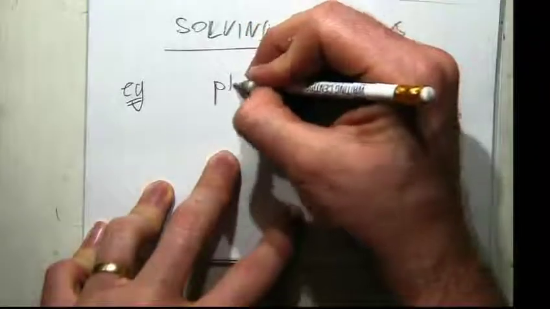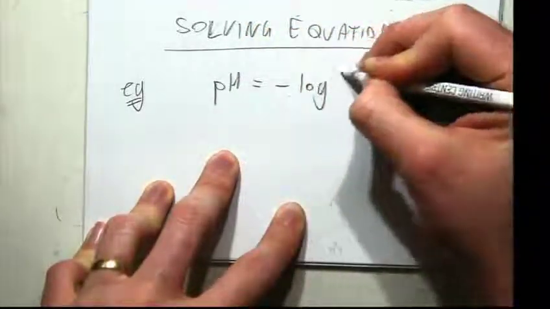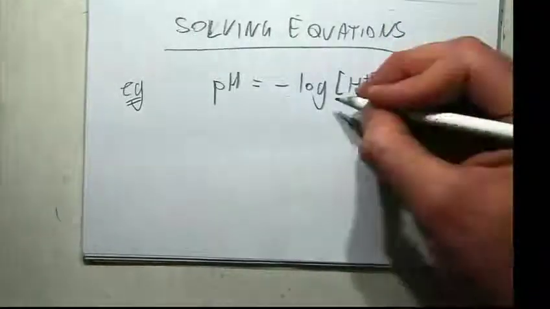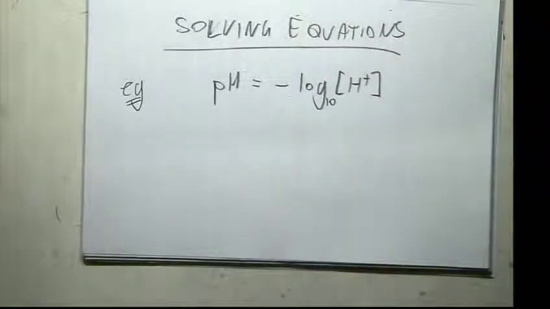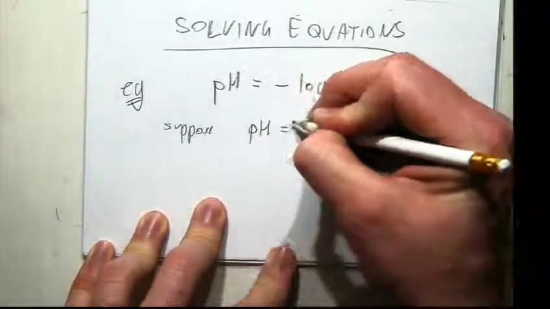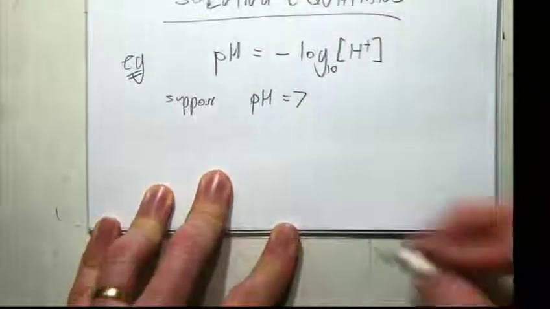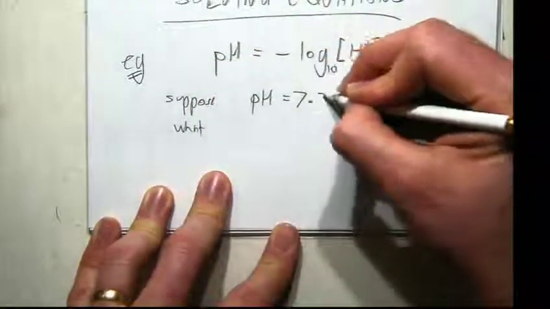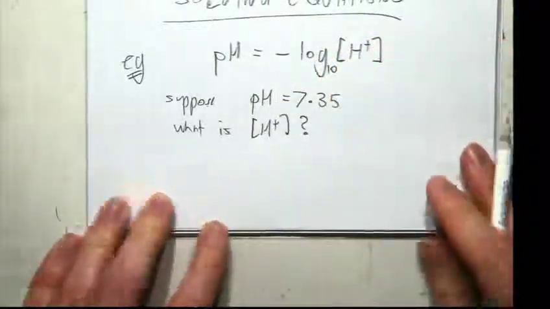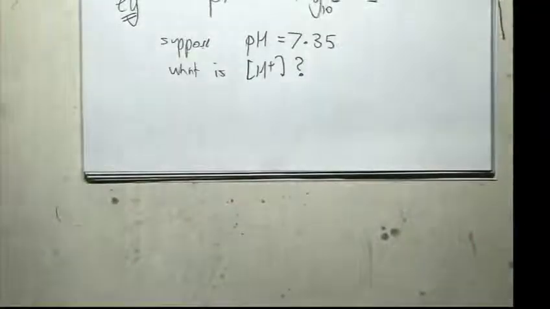pH is minus log 10 of H plus, like that. And suppose you knew what the pH was and you had to figure out what the concentration of H plus was. Suppose pH equals 7.35, what is the concentration of H plus? I'm going to show you how you would go about solving that equation.